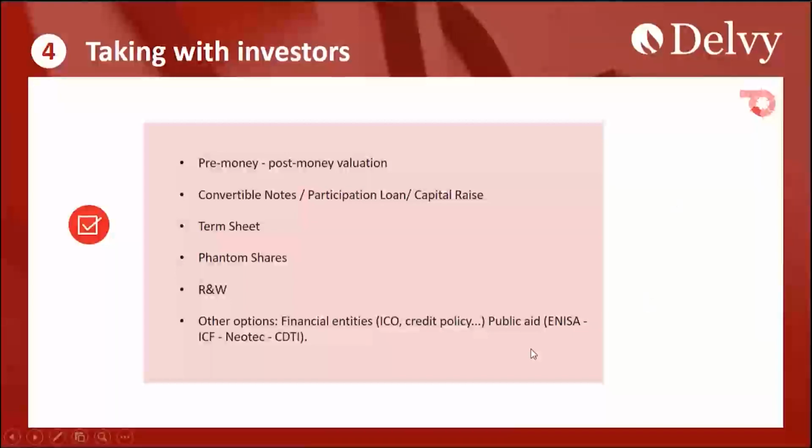Right, and I put here other options of financing, in the case of Spain: financial entities like banks, ICOs and credit policies, but also, mainly in Spain, it's important to have co-financing, the co-public financing of public agencies like ENISA, or European ones like Neotec and CDTI, that are also available to make investments, either by subsidies, but mostly through participative loans that are subject to be repaid, basically.